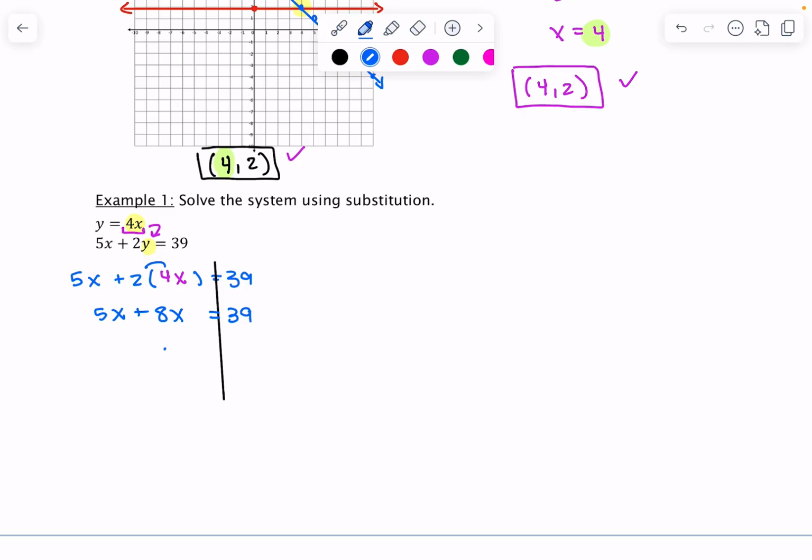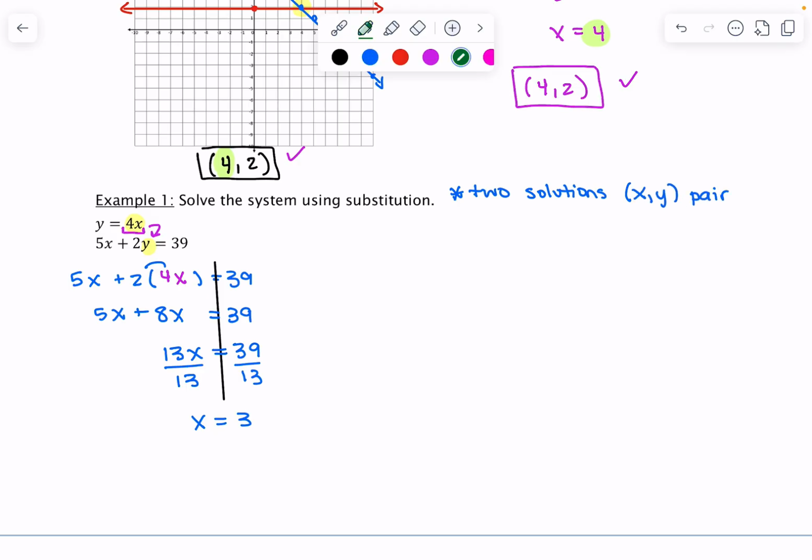5x plus 8x is going to be 13x, equals 39. And when I divide both sides by 13, I get x equals 3. Okay. Now that I know x is equal to 3, we're not done because I need a coordinate pair. Every system has 2 solutions. So you're going to have 2 solutions as an XY pair.